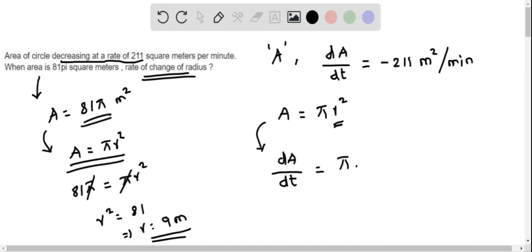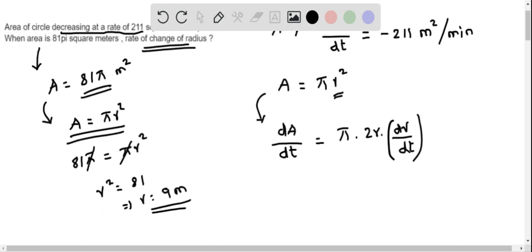For that, we have to first use the power rule, and when you do that, we get 2r times dr over dt. So basically, this quantity, dr over dt, represents the rate of change of radius, which we will solve now. Now we have all the information. We can plug it into this equation.